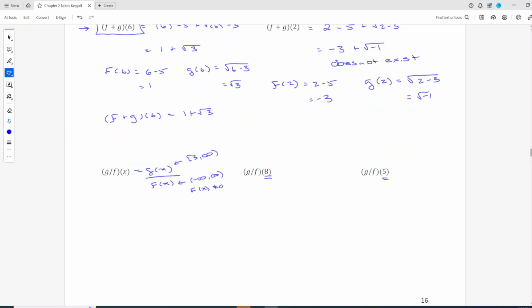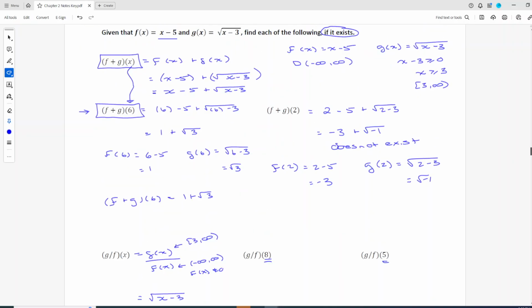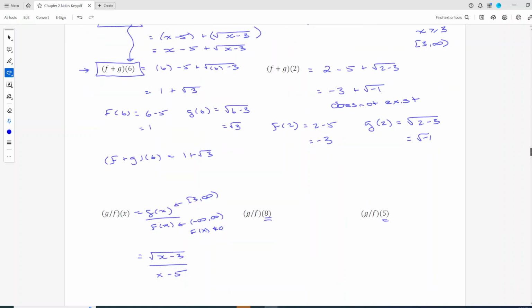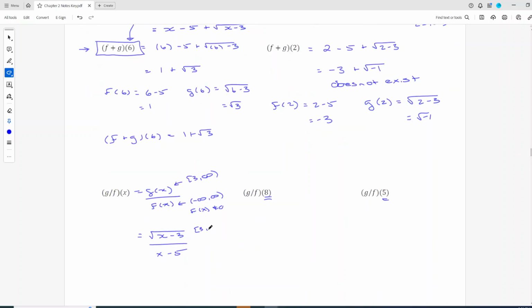So on the next page, when all they ask us to do is find the new algebra functions and then ask you the domain of it, you use the domains of your original functions, but you also have to be careful if any of them are in a denominator. So for example, with this one, g of x is the square root of x minus 3, right? And then the f of x function is x minus 5. The domain for the numerator is that x has to be greater than or equal to 3. But we have a restriction in the denominator because x minus 5 cannot equal 0, so x cannot equal 5.